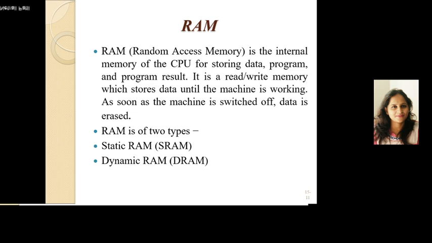Now, primary memory consists of two parts, RAM and ROM. What is RAM? RAM is the random access memory, the internal memory of the CPU for storing data, programs and program results. It is a read or write memory which stores data until the machine is working. Again, RAM is of two types, static RAM and dynamic RAM.